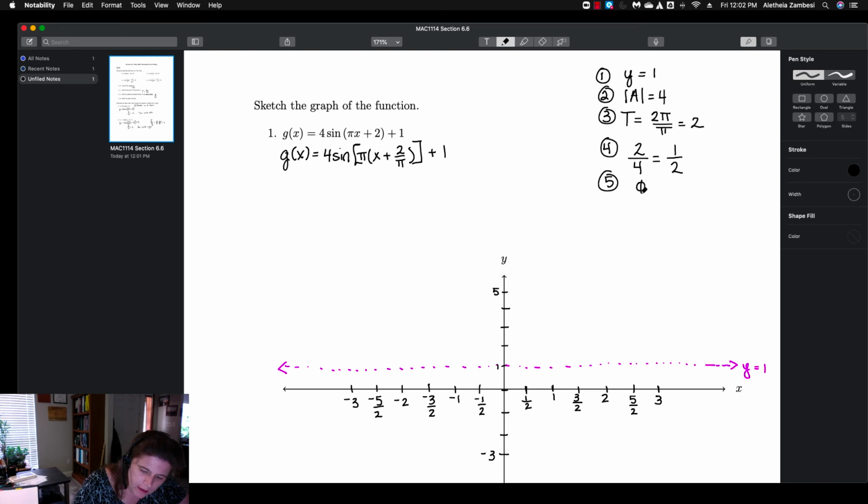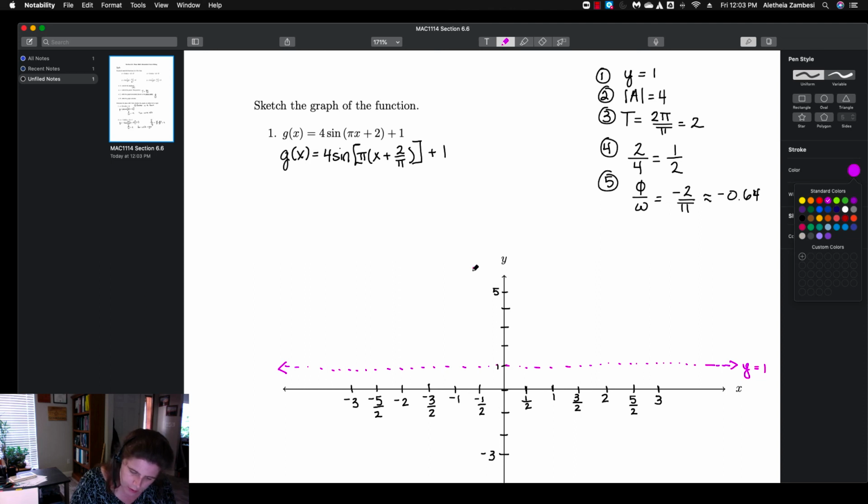All right, our phase shift. Phase shift, phi over omega, is negative because we have a positive sign in here, so we're moving -2 over pi units. Now, 2 over pi is not something that I can approximate in my head, so I am going to do that arithmetic in my calculator. According to my calculator, to 2 decimal places, it's approximately -0.64. So a little more than a half. That's important because that's where it gives us our starting place on our axis. If I plot that in, we're starting this thing negative a little bit more than a half.